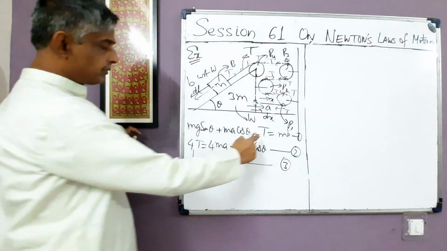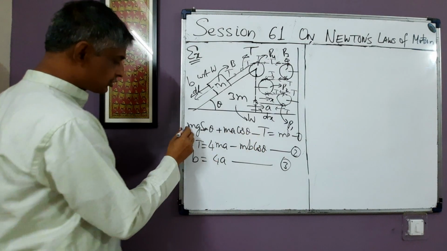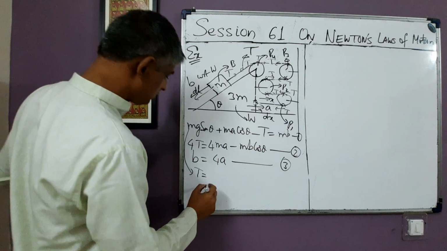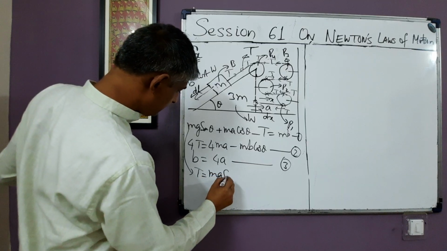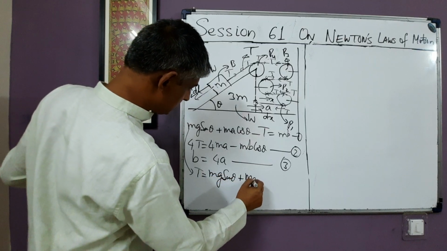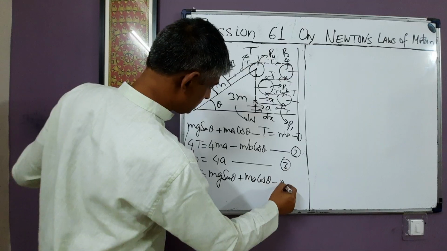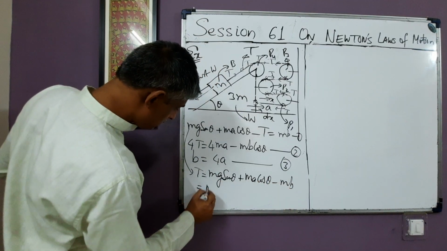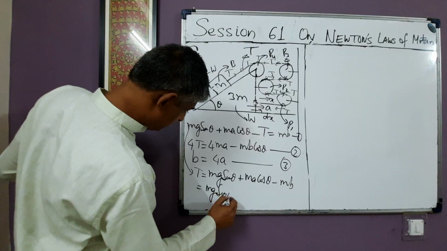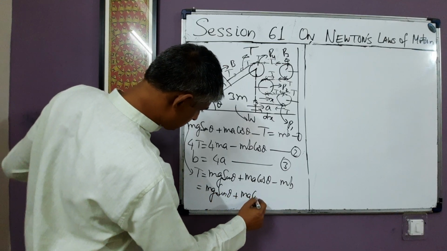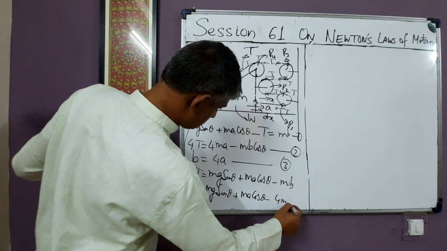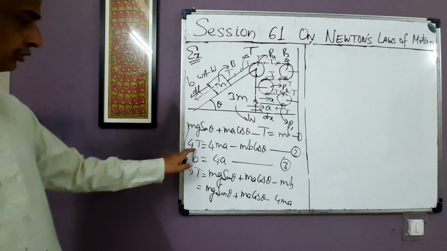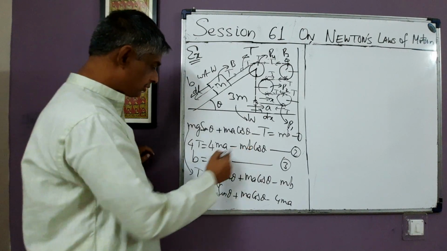So now what I do is replace T from this equation. What do you get? T is just equal to mg sin theta plus ma cos theta minus mb, and b is what? 4a. Replace b by 4a here: mg sin theta plus ma cos theta minus 4ma. Okay. So this is substituted in this T, and I replaced b by 4a here also.